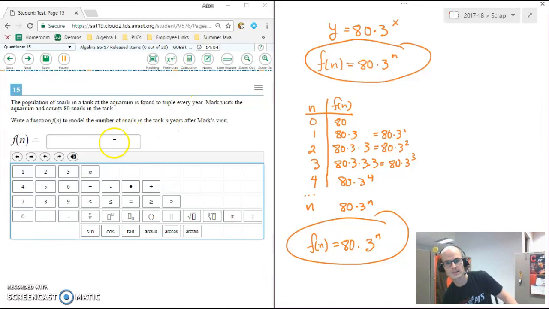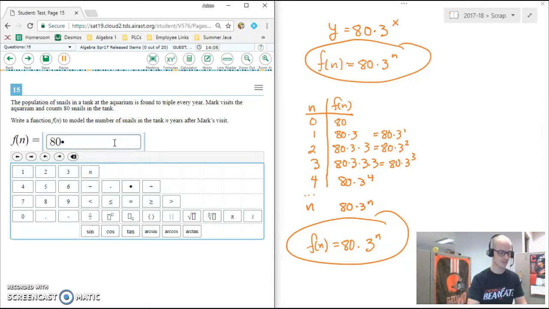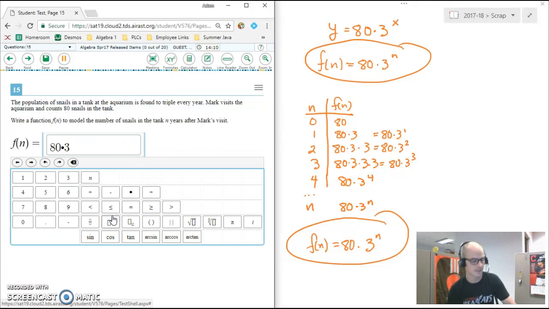So we would just type that in here as we see, 80 times 3, then we're going to have to use the little caret symbol here, and n. And there's your final answer.